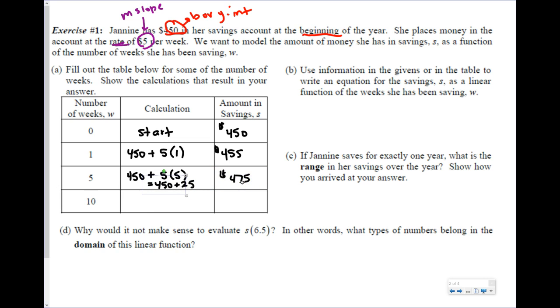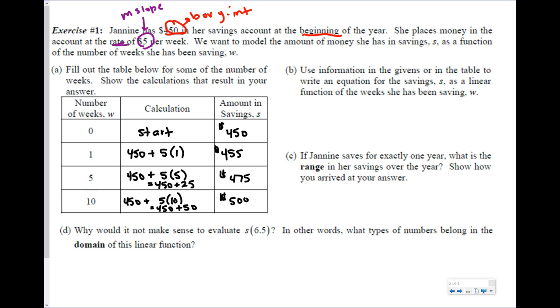$475. And at 10 weeks, she starts with 450, but now she's saved for 10. So you've got to multiply the rate by 10. So I get 450 plus 50 to give you $500. So we're just figuring out how much she's saving after so much time.